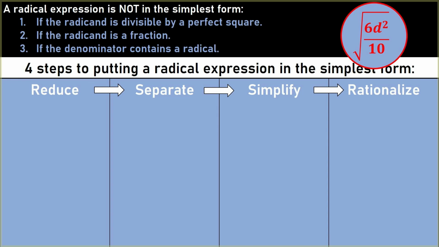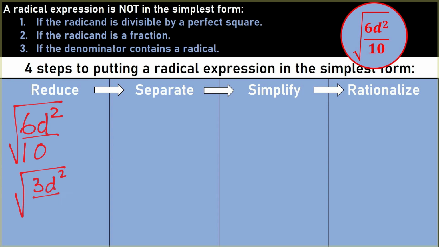So I'm going to start out though, and I think I can see on this problem that I'm going to be able to reduce. So if I look at the 6 and I look at the 10, and I try to find the greatest common factor, the biggest number that goes into 6 and 10 evenly, that number is going to be 2. So I'm going to divide the 6 by 2, and I'm going to divide the 10 by 2, and now rewrite the problem like this, 3d squared over 5.